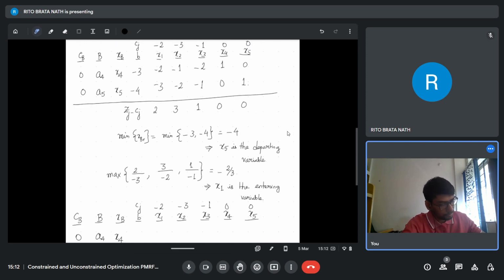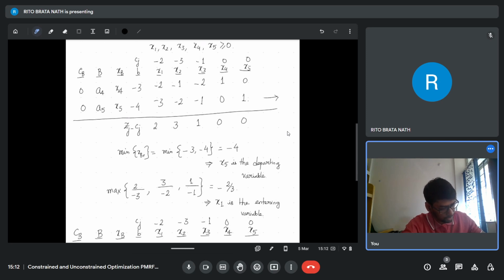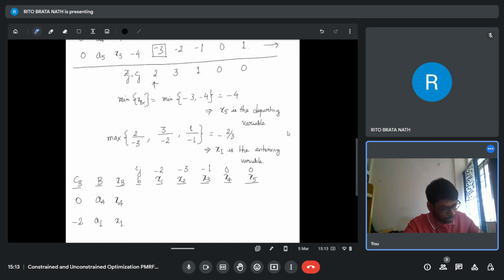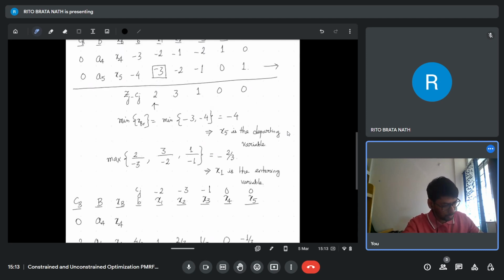So for that, this goes out, this comes in, this becomes your pivot element and you have to make this one as 1. So you can divide the entire row by minus 3, right? Okay, so if you do that, what you will get is first one is 4 by 3, next one is 1, the next one is I think 2 by 3, next one is 1 by 3, next one is 0, and the final one is minus 1 by 3. And once you do that, you have to make the corresponding row element of that column to be 0, right?